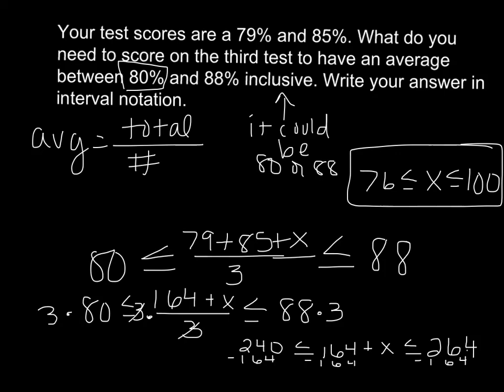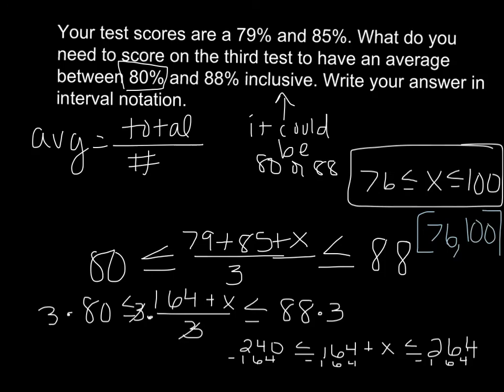The last part here is write your answer in interval notation. So when we do that, we're going to use a bracket because 76 is included, comma to 100, and another bracket. If you need to actually graph it out to actually know how to do the interval notation, that's fine. But remember, interval notation just says where your solutions are. So your solutions are between 76 and 100. The brackets represent that the 76 and 100 is included.